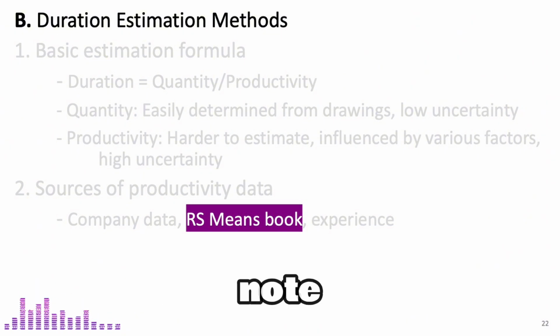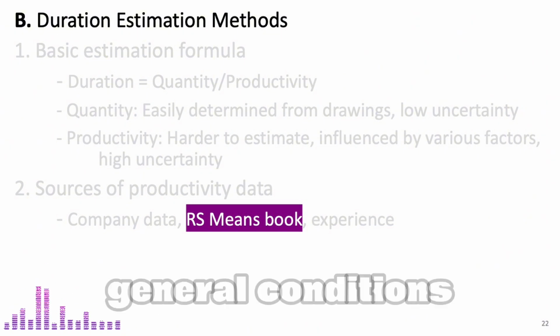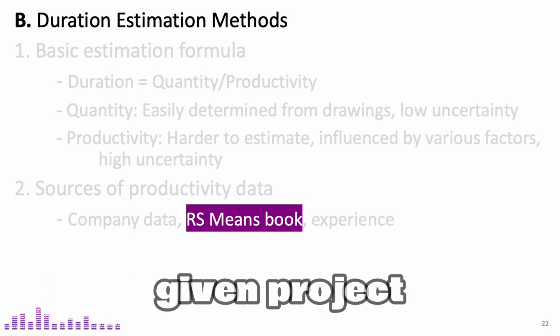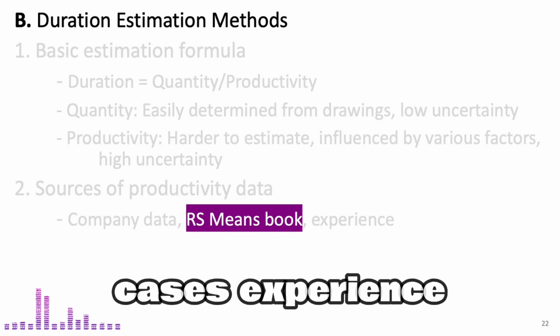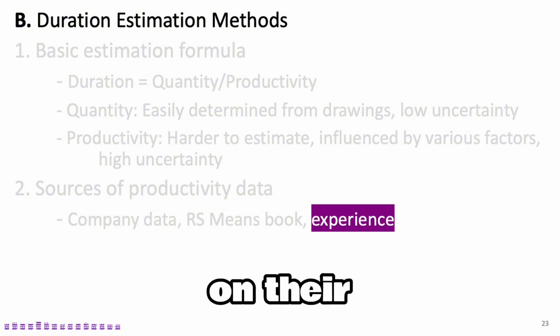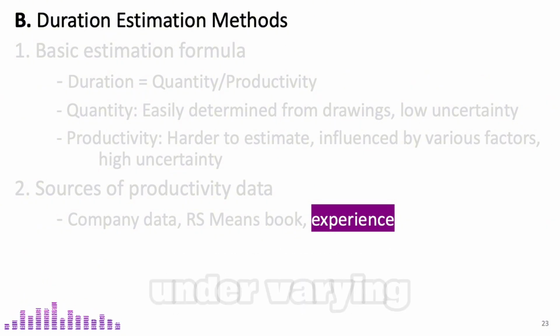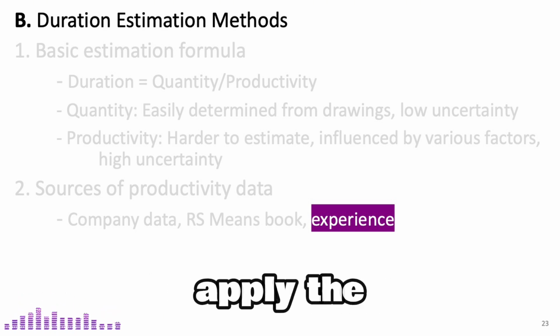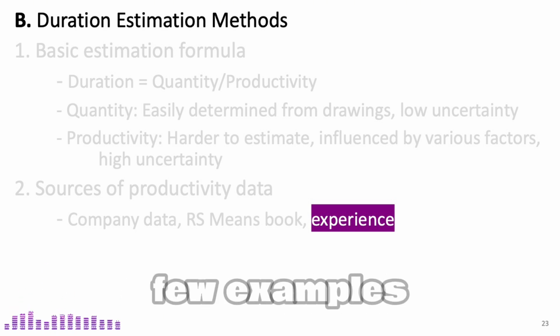However, it's important to note that the production rates provided are based on general conditions and may not always align with the specific circumstances of a given project. In these cases, experience plays a significant role. Experienced professionals can rely on their knowledge of how long tasks typically take under varying conditions and adjust the estimates accordingly. Now, let's apply the basic activity duration formula to a few examples.